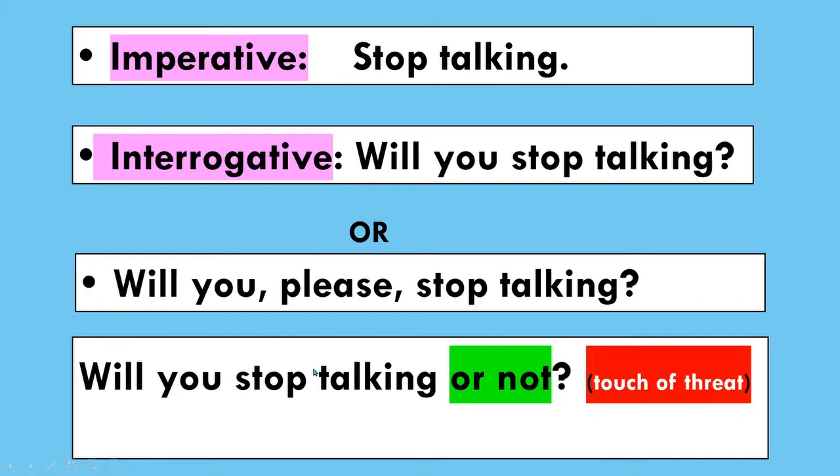You can even use "or not" at the end, but when you use "or not" at the end, it does not remain polite. It does not show politeness. On the contrary, it shows a threat. We can find a touch of threat in such a sentence, like "Will you stop talking or not?" So it sounds very harsh and very strict.